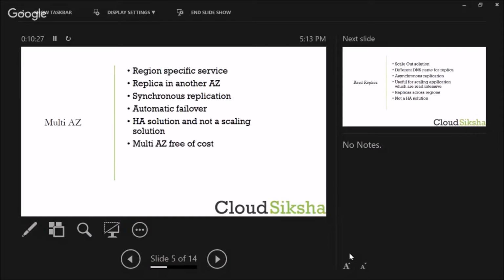Now, this overall multi-availability zone feature is given to you free of cost. That is, there is no charge for the failover that Amazon takes care of. There is no charge for the replication that Amazon takes care of. Of course, you will be paying for two different instances that are running in two availability zones. But overall, you are not going to pay for these other parts, that is the automatic failover or the replication.